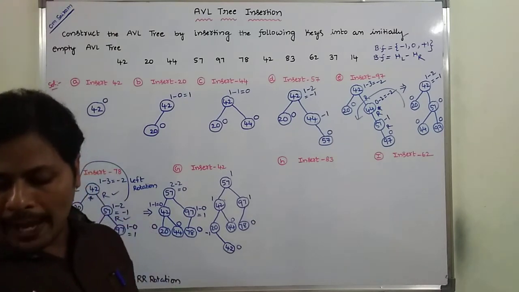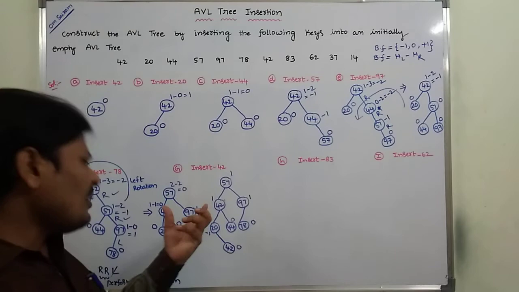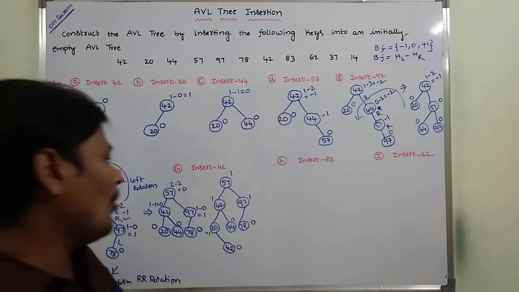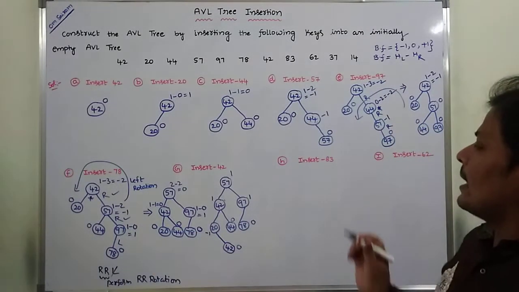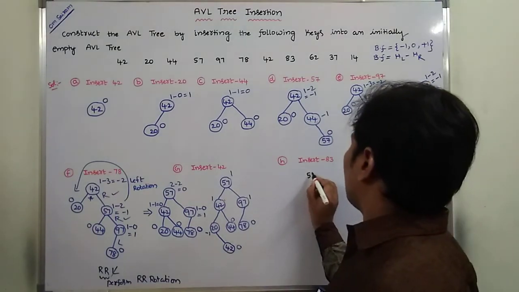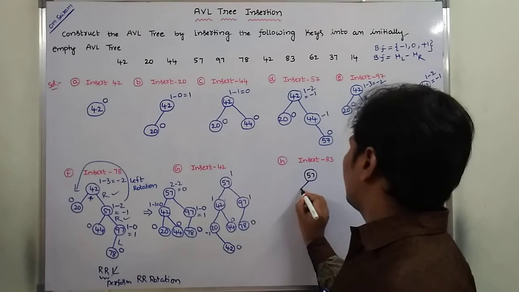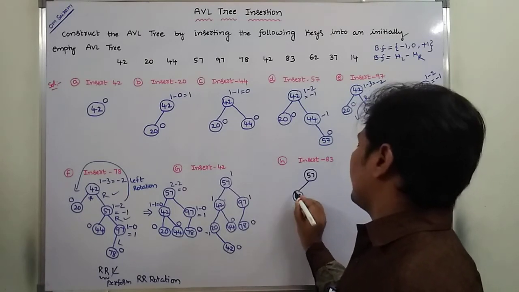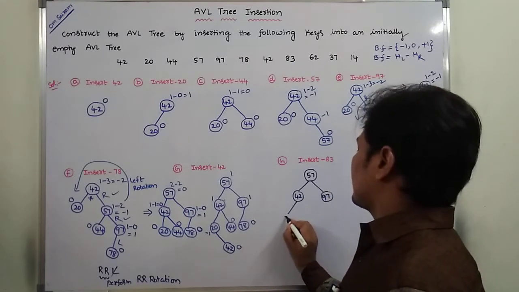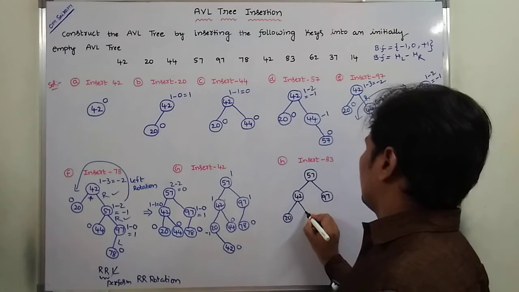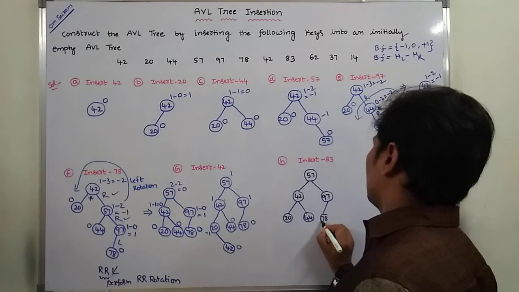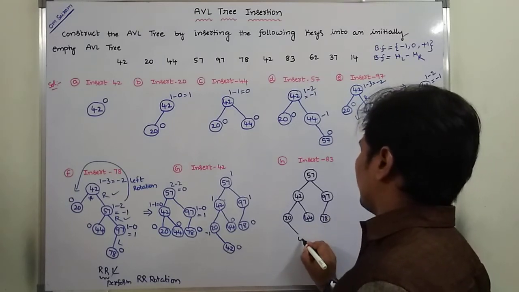Now this is an AVL tree because all the balance factors are 0, -1, 1. Okay, now the next element is 83. Before inserting 83, the tree is 57, 42, 97, next 20, here 44, here 78, and next this is 42.